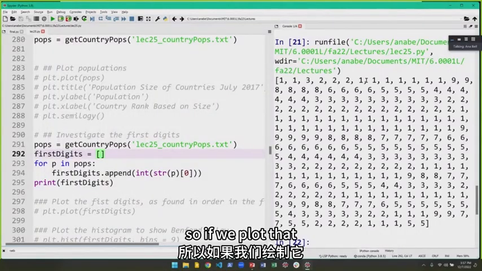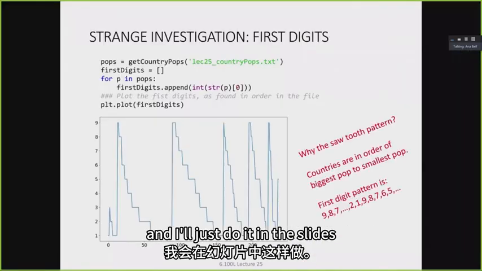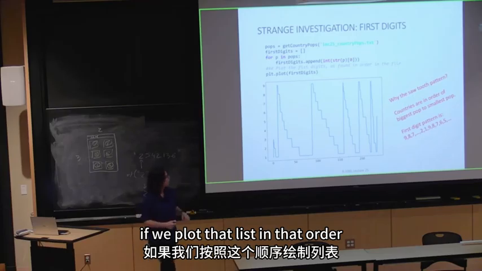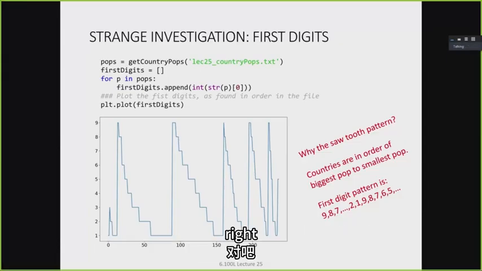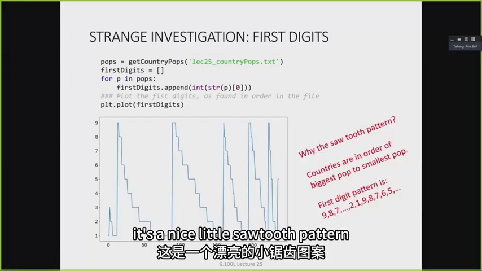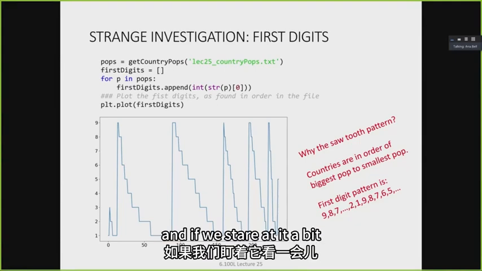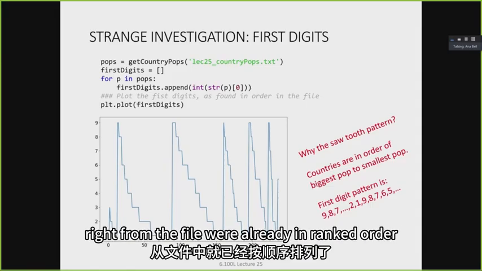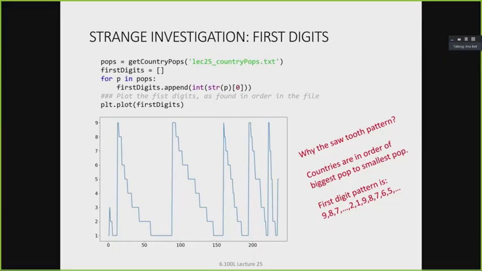Okay? So if we plot that, which is exactly what we do down here, and I'll just show it in the slides, if we plot that list in that order, we get a plot that looks something like this. It's a nice little sawtooth pattern. And if we stare at it a bit, it makes sense, because the numbers that we got from the file were already in ranked order, highest population to the lowest population.